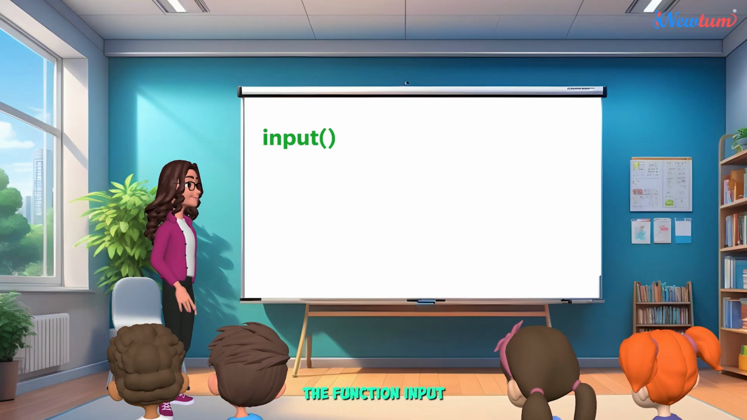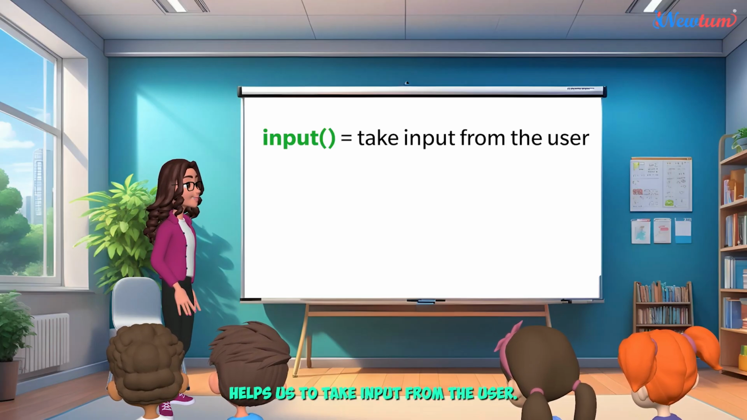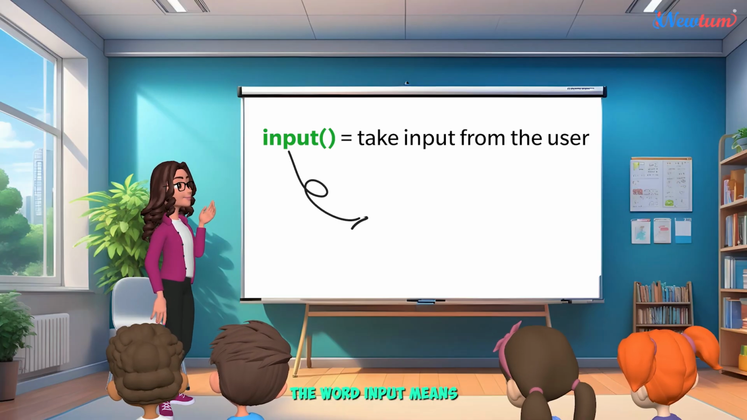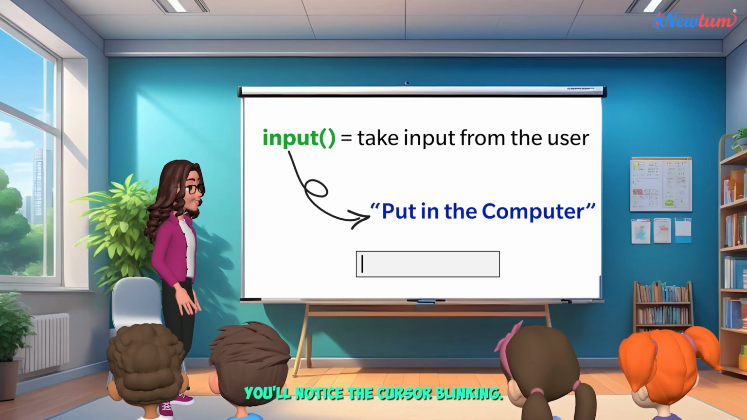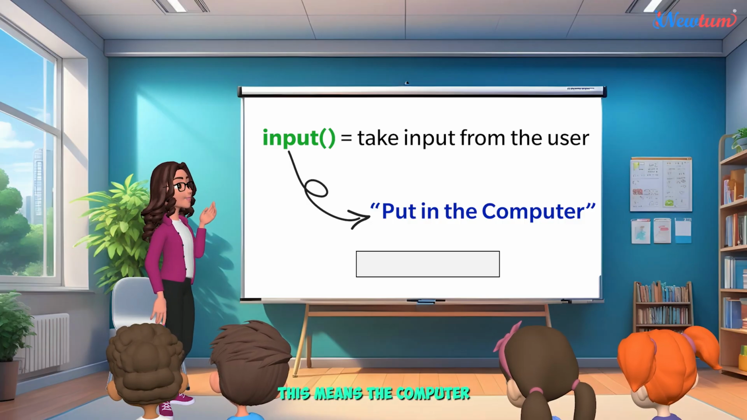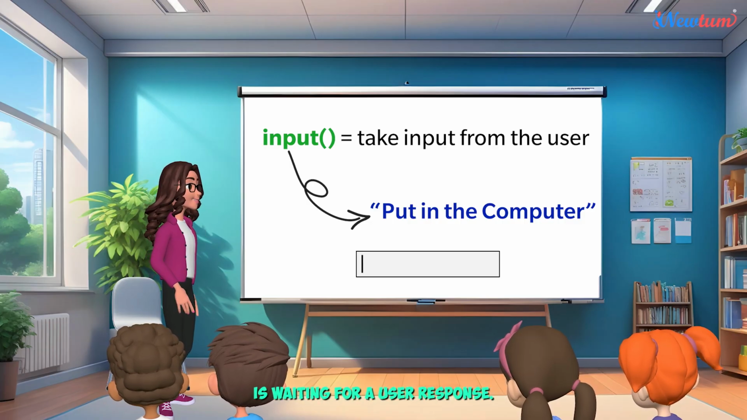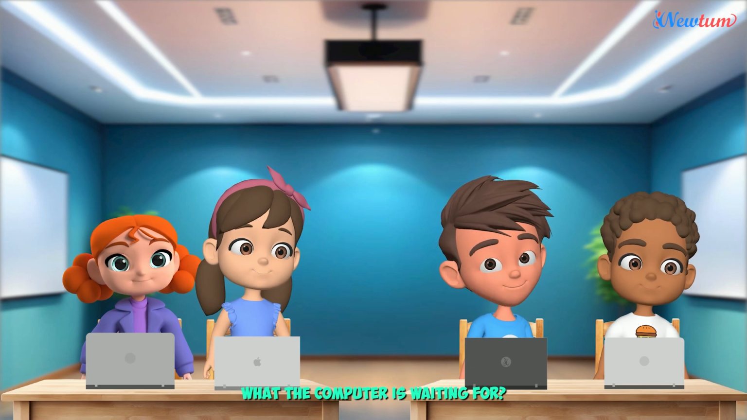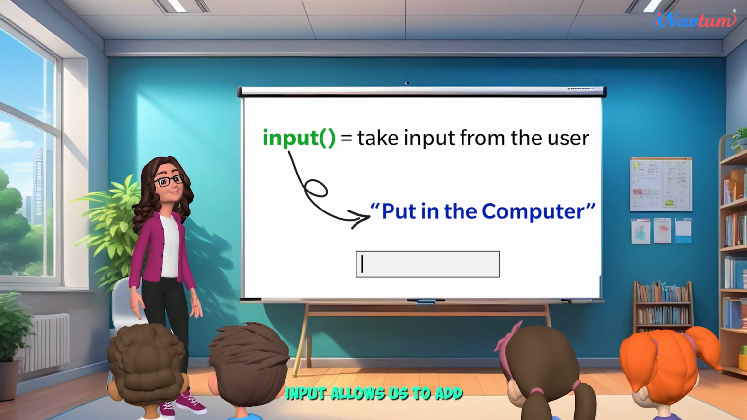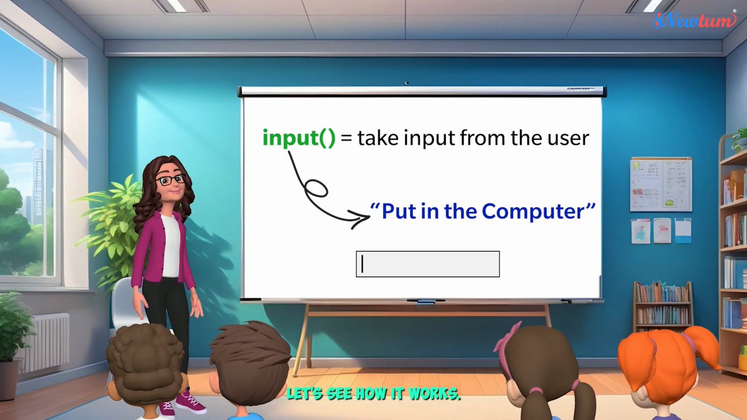The function input helps us to take input from the user. The word input means put in the computer. When input executes, you'll notice the cursor blinking. This means the computer is waiting for a user response. But how will the user know what the computer is waiting for? Good question, Eve. Input allows us to add an alert message with it. Let's see how it works.